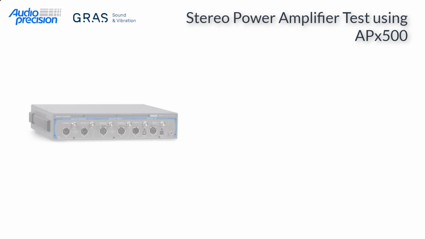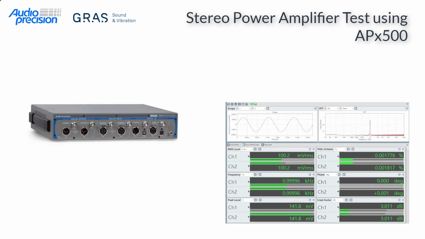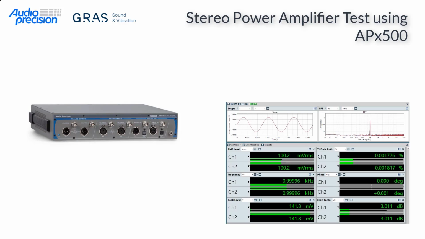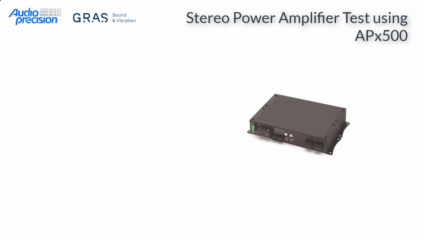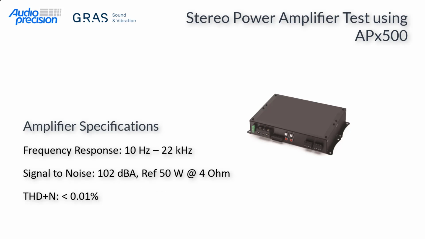I'll be using an APX 515 analyzer and APX 500 measurement software version 6. The device I'm testing is a small stereo power amplifier designed to deliver 75 watts into a 4-ohm load. These are the published specifications.